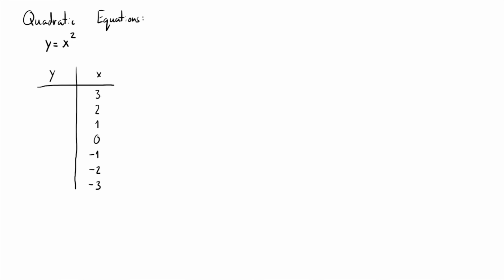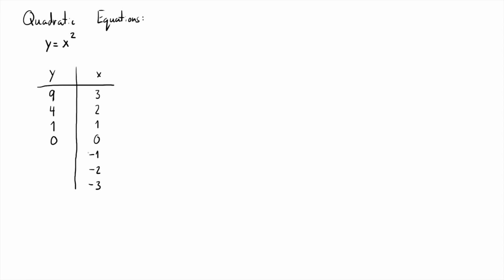So in this case, if we substitute 3 in for x, we're going to get y equals 3 squared. 3 squared is just 9. So when x is equal to 3, y is equal to 9. When x is equal to 2, same thing, we're going to get y equals 2 squared now. 2 squared we know is 4. So when x is 2, y is 4. When x is 1, y is also 1. When x is 0, y is also 0.